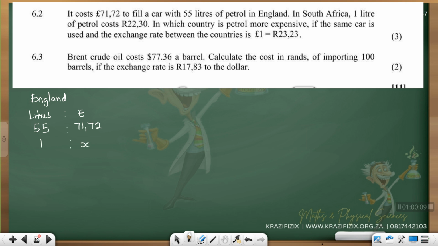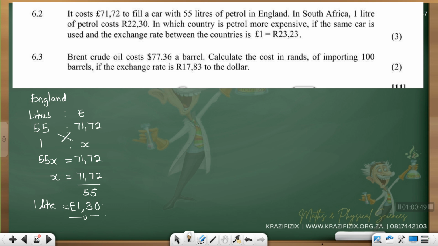I will cross multiply now. All right, what will 1 litre cost? 55, if you cross multiply, 55x equals 72. So 1 litre. Do you want to give me an answer? Quickly, please, we divide. 1,304. All right. So 1 litre of petrol will cost £1 and 30 cents in England.